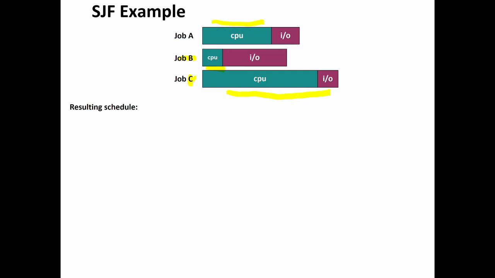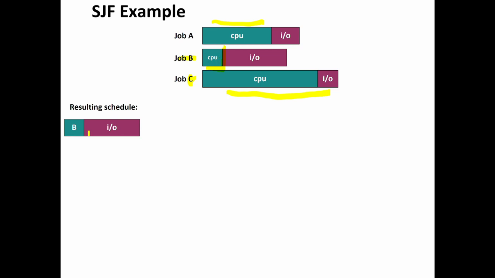Now, how will the scheduler work? The first thing that shortest job first will do is pick the job that will give back the CPU at the earliest time. So it will be picking B. It picks B because it knows that after this much time, it will give back the CPU to the scheduler so that it can schedule something else. It picks B because it has the shortest CPU burst here.